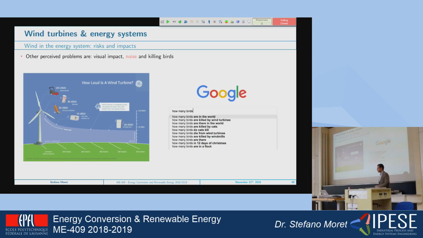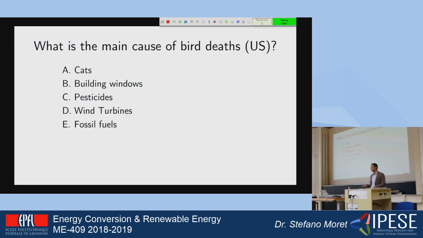And then there is this other thing that you will hear a lot in the press. If you Google wind turbines, the main issue you hear is that they kill a lot of birds. So this is the last thing I wanted to ask you today: what do you think is the main cause of bird death currently?